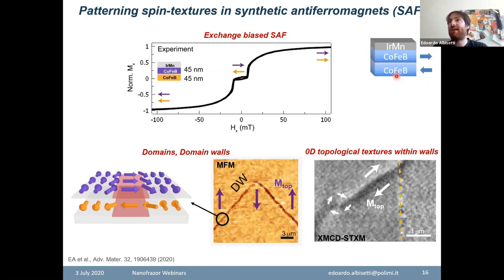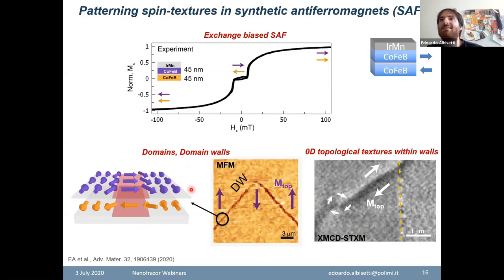So what happens here is that you have your usual antiferromagnetic exchange bias interaction on the top layer. So you can write, again by tam-SPL, the magnetization in the top layer. And because of the interaction between the two ferromagnetic layers, the bottom layer will point, point by point, in the opposite direction. And so you can write, again, domain walls, topological textures within domain walls or magnetic domains, exactly as we did before with a single magnetic layer.